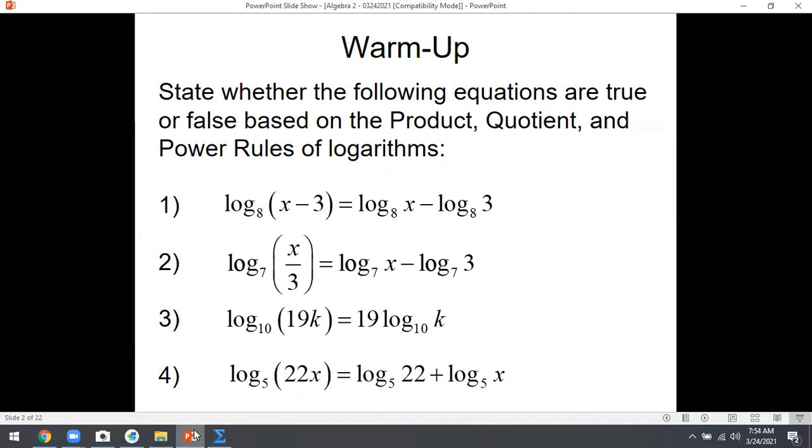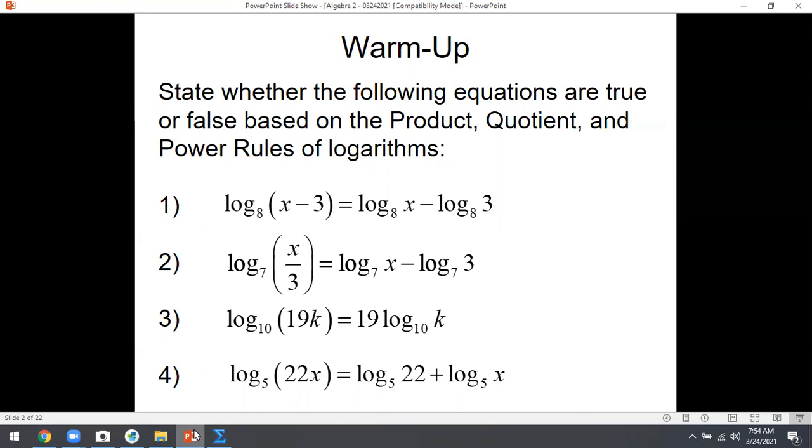But equation 4 is not. If you look at equation 4, that is a product also, 22 times x, but they broke it up in the right way this time. If you have a product, you can break it up into the log of one plus the log of the other. So you've got to be really careful about not making dumb mistakes, okay?